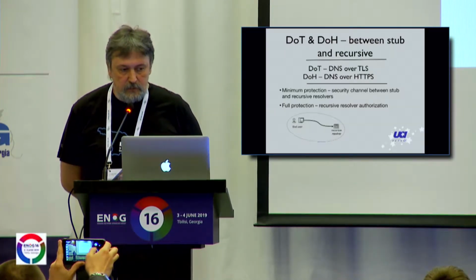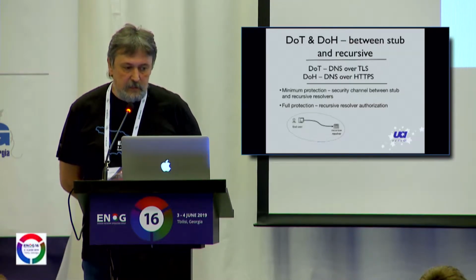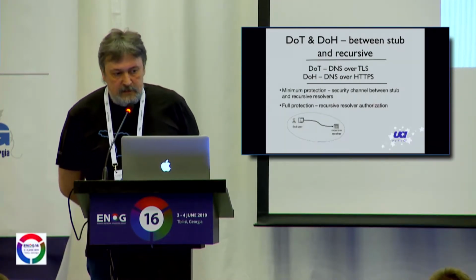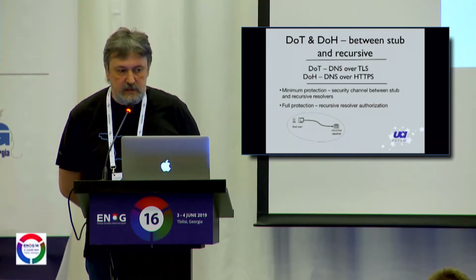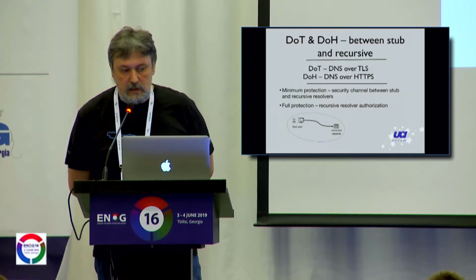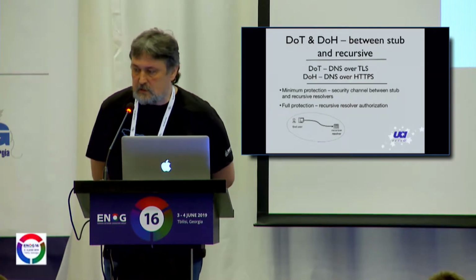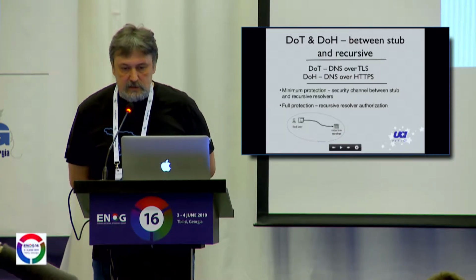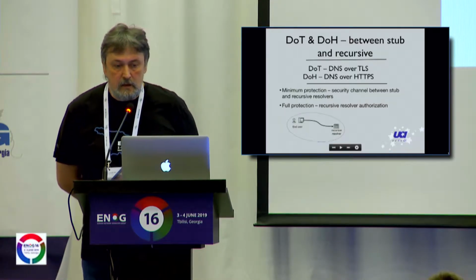Now let us discuss the interrelation between stub and recursive resolvers. Over the past time, there are standards for DNS over TLS and DNS over HTTPS. Both represent protection over a secure channel, and this enables protection between stub resolver and recursive resolver. The minimum protection is the protected channel, whereby no one from outside can listen to what you communicate with each other, but it is also possible to have a higher degree of protection.